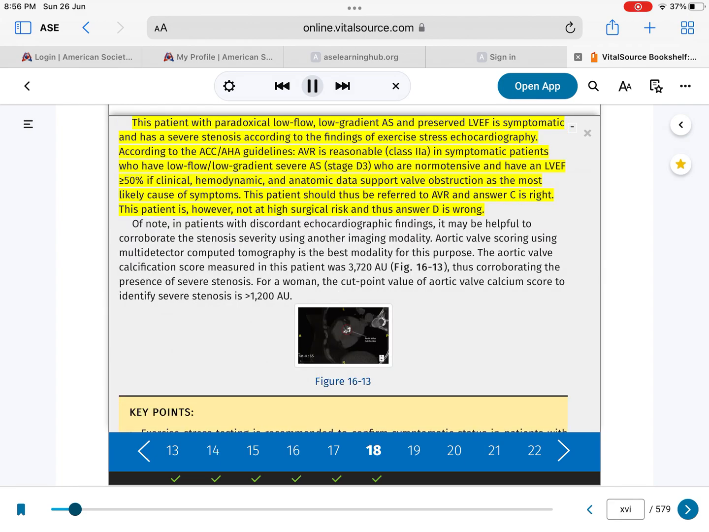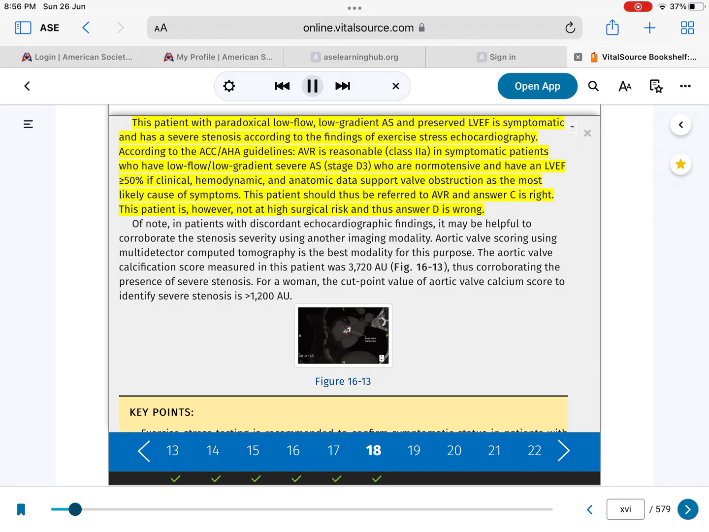This patient with paradoxical low flow, low gradient AS and preserved LVEF is symptomatic and has a severe stenosis according to the findings of exercise stress echocardiography. According to the ACC/AHA guidelines, AVR is reasonable, class IIa, in symptomatic patients who have low flow, low gradient severe AS, stage D3, who are normotensive and have an LVEF of 50% or more, if clinical, hemodynamic, and anatomic data support valve obstruction as the most likely cause of symptoms. This patient should thus be referred to AVR and answer C is right.